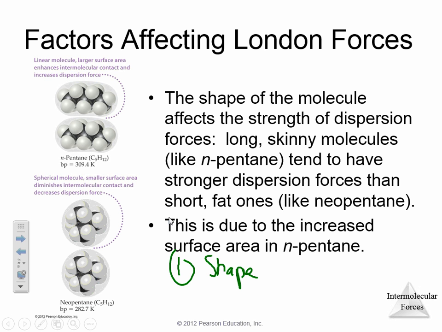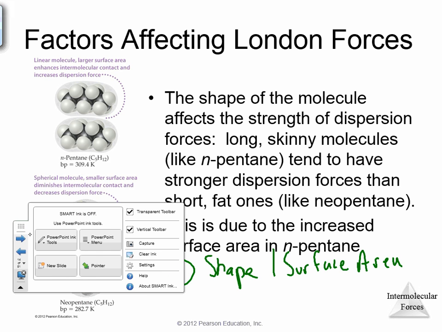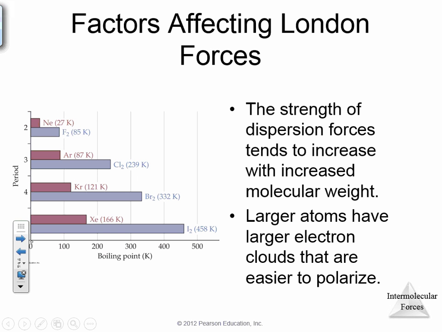If we're going to summarize here, we're going to go shape, and shape is kind of the first idea that can affect that. So shape, or what we call surface area. Long and skinny trumps short and fat. What other factors can affect London dispersion forces? Molecular weight. Larger atoms have large electron clouds that are easier to polarize.